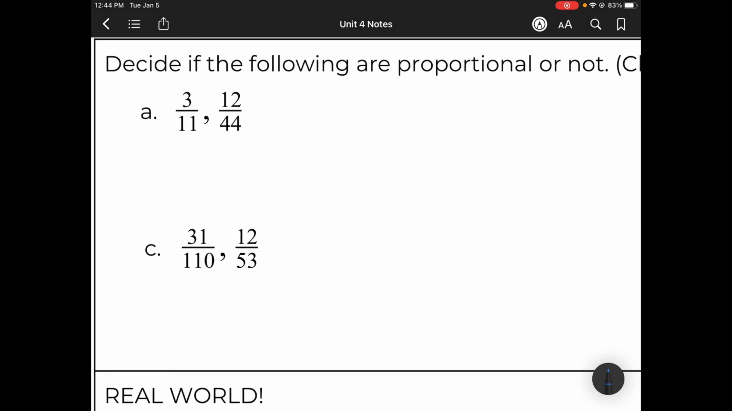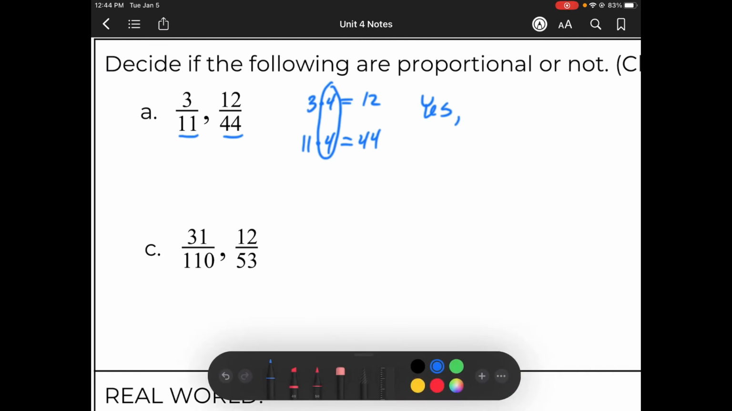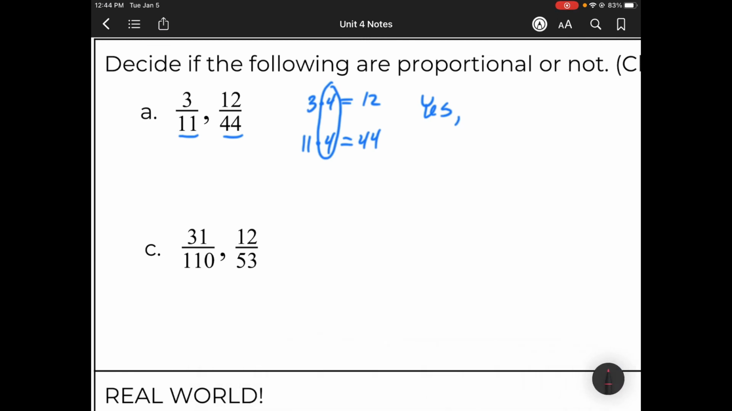On the first one, you're kind of asking yourself, what number do I multiply by 3 to get the 12? Well, it's kind of like doing 12 divided by 3, and that's 4. 3 times 4 equals 12. Can I multiply 11 by 4 and get 44? Yes, we can. That's what that equals. Since you're multiplying both top and bottom by the same value, we know these are proportional. Yes.